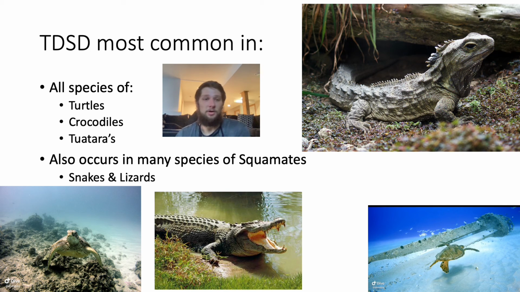So who does this occur in, or what species? Temperature-dependent sex determination occurs in all species of turtles, crocodiles, and tuataras. So here on the bottom left, we have a turtle. In the middle, we have a crocodile. And on the top right, we have the lesser-known tuatara. It also occurs in most species of snakes and lizards.